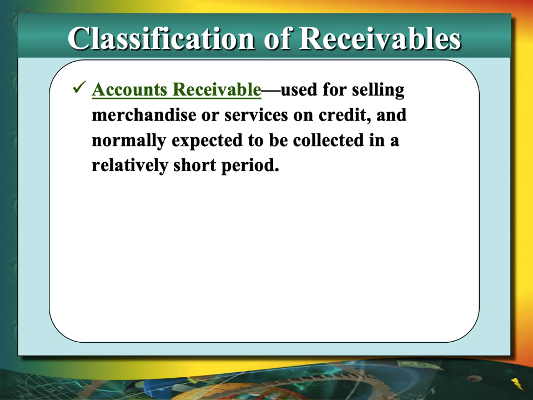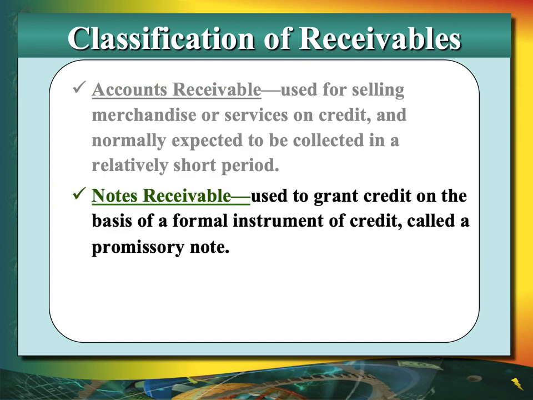Okay, there are three types of receivable. First, accounts receivable. Second is notes receivable, and the last one is other receivable. Let's start with accounts receivable. Usually it is used for selling merchandise or services on credit and normally expected to be collected in a relatively short period.